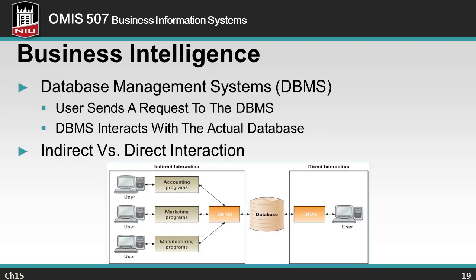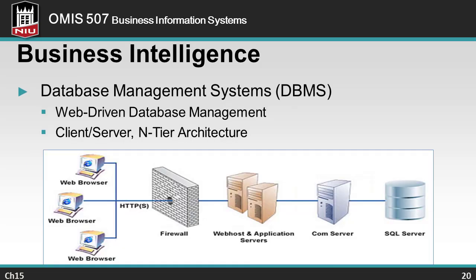There are two types of logical structures that are typically used. With direct interaction, the user sends a request to the DBMS, and the DBMS interacts directly with the actual database. With indirect interaction, the user interacts with a separate application like an accounting system, which then interacts with the database management system. The IT architecture used when implementing a database management system can vary based on need.